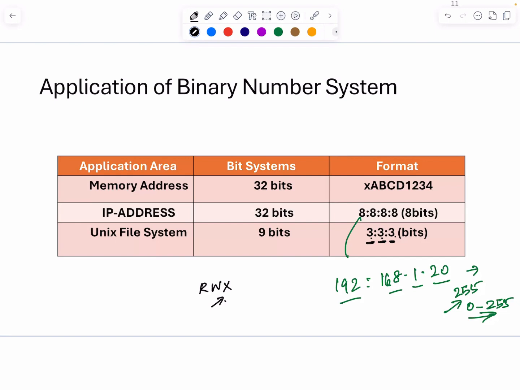Likewise, the Unix file system, right? I will go through it again in the Linux workshop, the Linux tutorial video. There I'll explain more about the file bits, I mean the security.